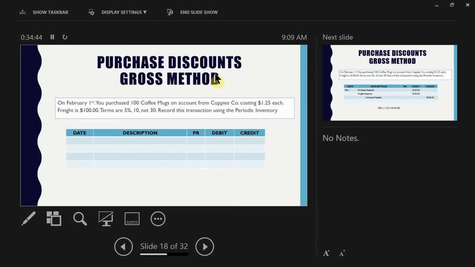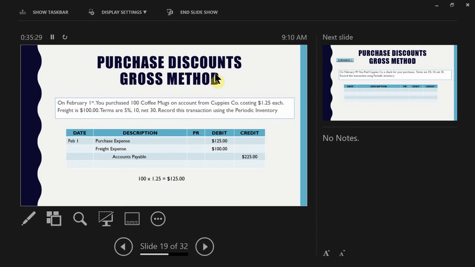Accounts payable is one of them. Good. Purchase discount? Purchase expense, not purchase discount. We haven't taken the discount yet. So good. Purchase expense, freight expense, and our accounts payable. So remember, freight in this kind of scenario is going to be a separate cost in order to purchase my inventory. So we have purchase expense, right? We bought 100 mugs for $1.25, giving us a grand total of 125. Okay. Freight was another 100 and we placed it all on account. So now I owe $225.